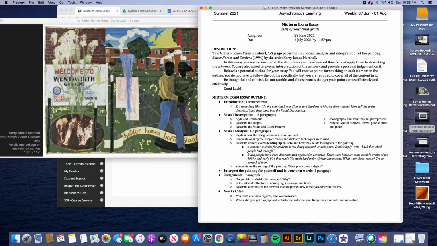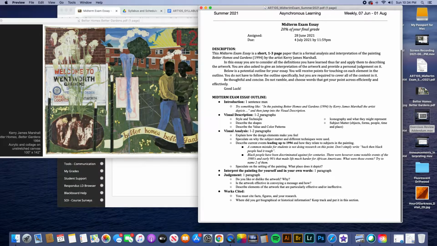And then I want you to jump into the visual description. You don't need anything else. I really, really don't want you to say something along the lines of, for this midterm exam, I was assigned this painting by Kerry James Marshall. Don't tell me a story, just keep it to the facts. So 1 sentence for that, that's going to lead into this paragraph here.